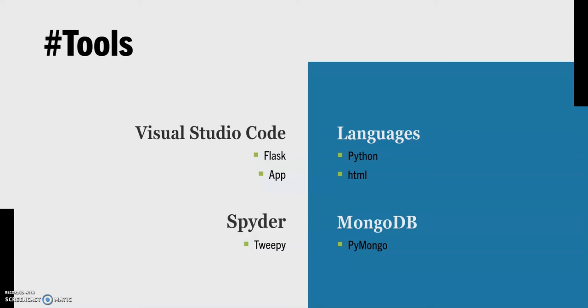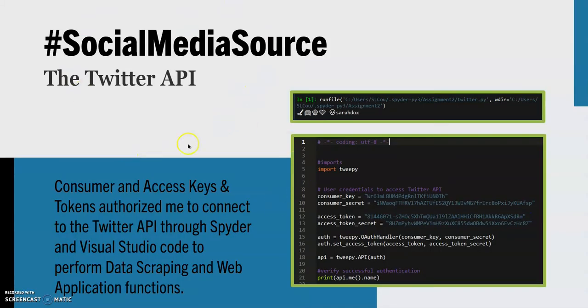And I've used MongoDB in both of those platforms, using PyMongo to export my data as a document into the database and collection. As I mentioned, I had used my Twitter timeline. Being able to grab my API keys, my consumer keys, allowed me to connect to the Twitter API through my developer account, and I used the connection in both Spyder and Visual Studio Code to perform the data scraping and other web application functions.